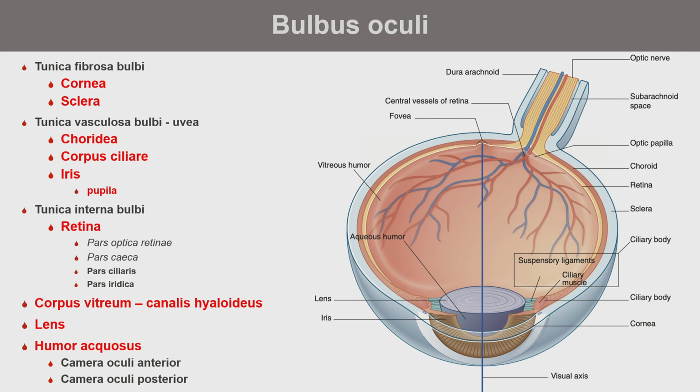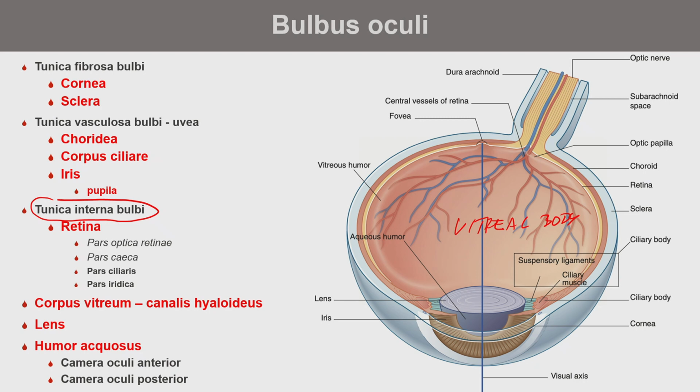So the layer which is responsible for detection of the light is lying inside the eyeball, and it is the first layer from inside facing the vitreal body. So the vitreal body is gelatinous, ideally translucent, and the layer which is sensitive for light is called tunica interna bulbi. Internal tunica, internal layer, called retina.